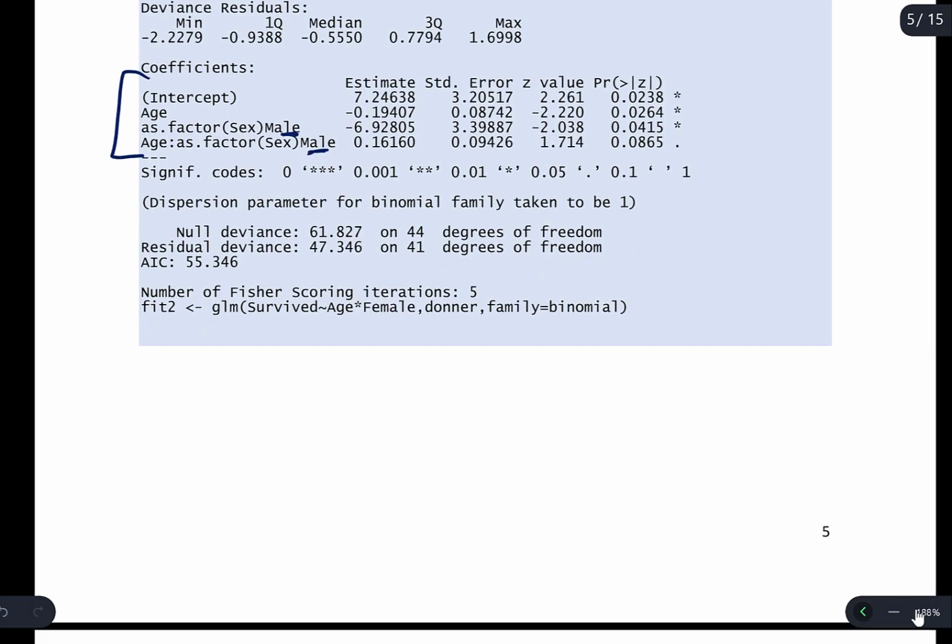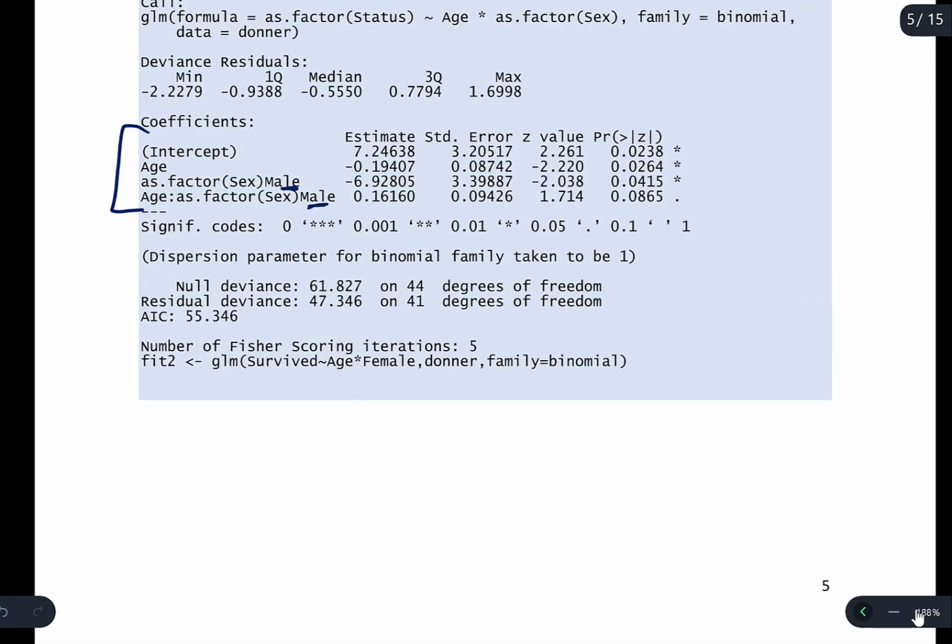Another thing to notice here, there's actually an extra line of code, I'll delete that out of your notes. But notice at the end that the number of Fisher scoring iterations is equal to 5. So we talked about getting the estimates via an iterative process in the last module, and you can see here that R is doing that.